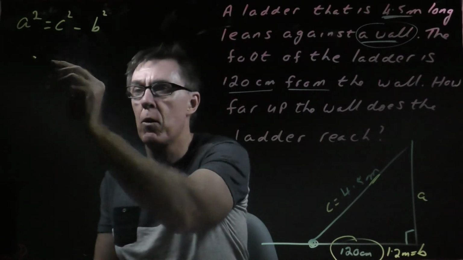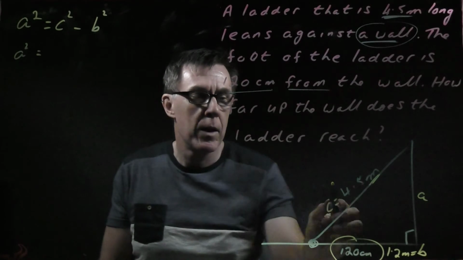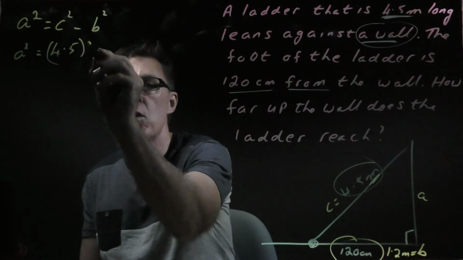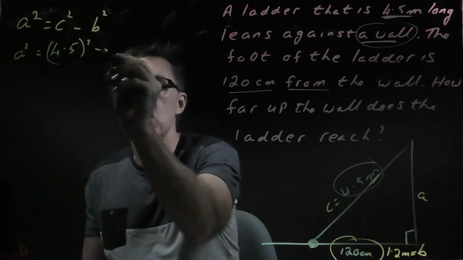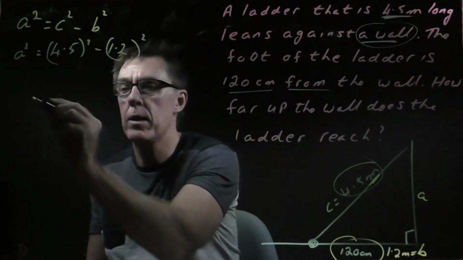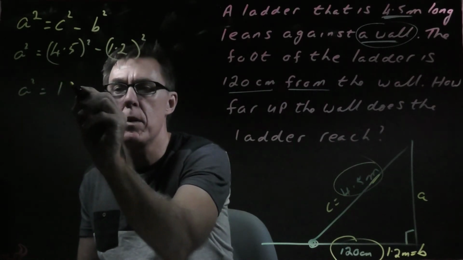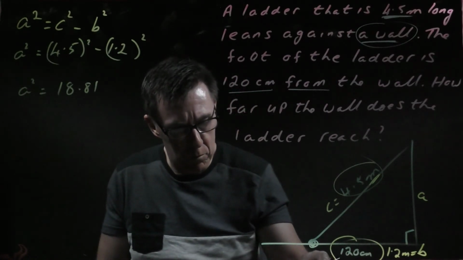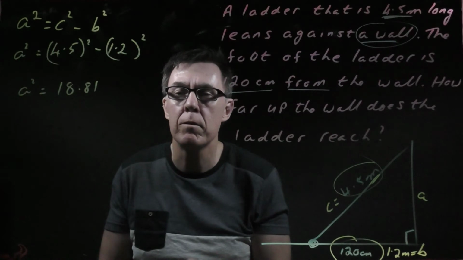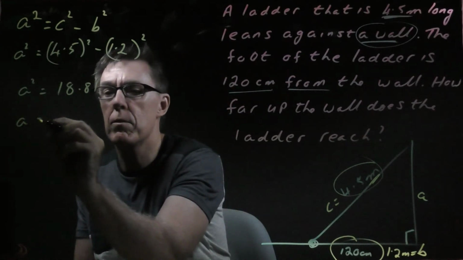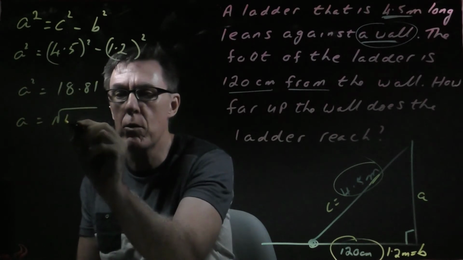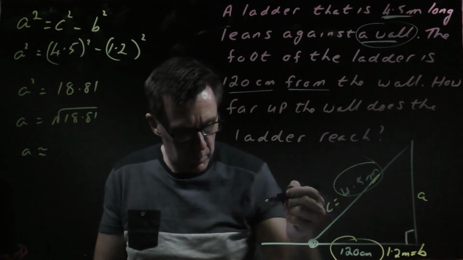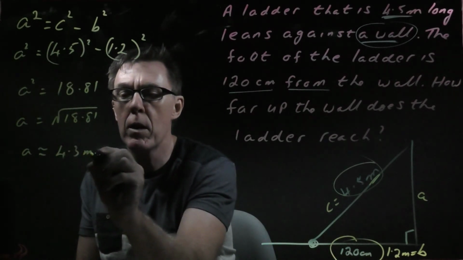Let's start filling it in. We don't know what A's value is yet. C is 4.5. And we're going to square that. B is 1.2. Square that. It's about 18.81. So we undo squaring by taking the square root. So it's going to reach approximately 4.3 meters up the wall.